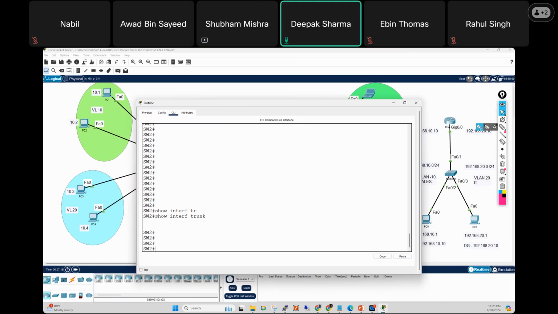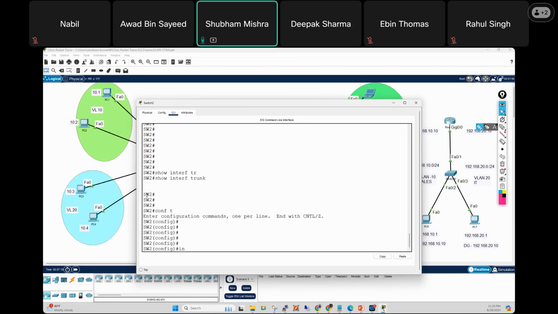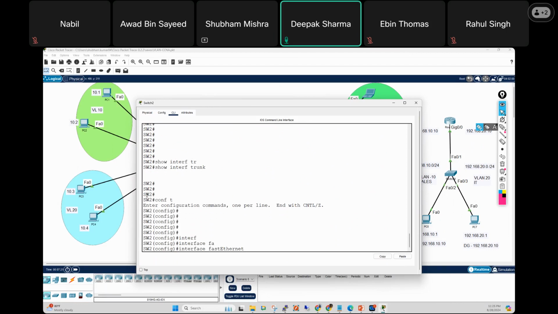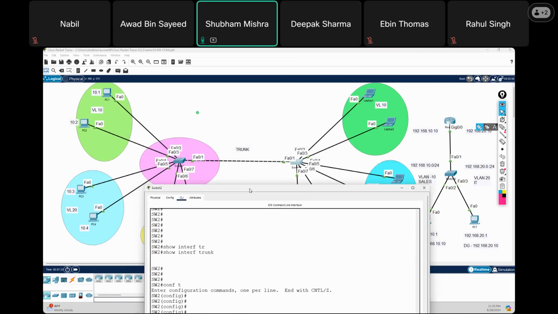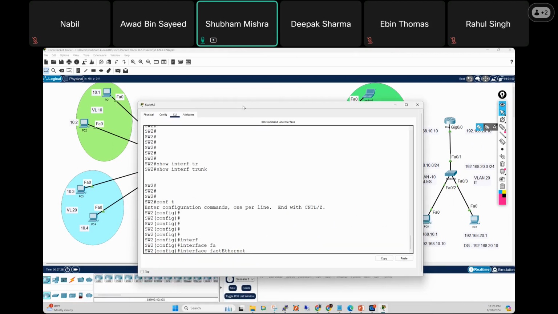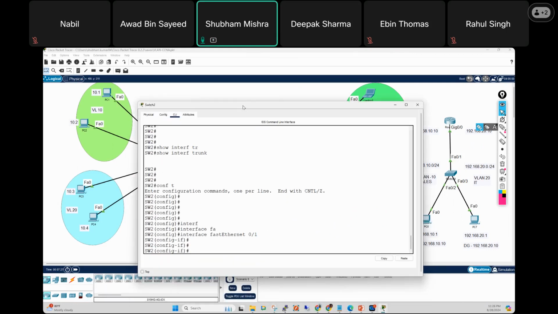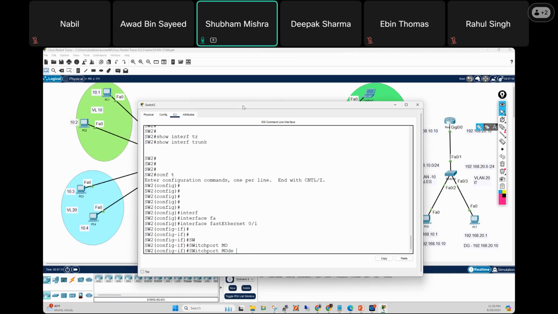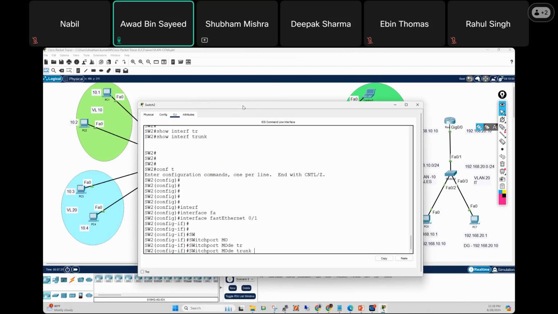Okay, now everyone please focus on how we configure it. Interface FastEthernet 0/1. Switchport mode trunk. I can write this command, right? Yes, but this is not recommended.